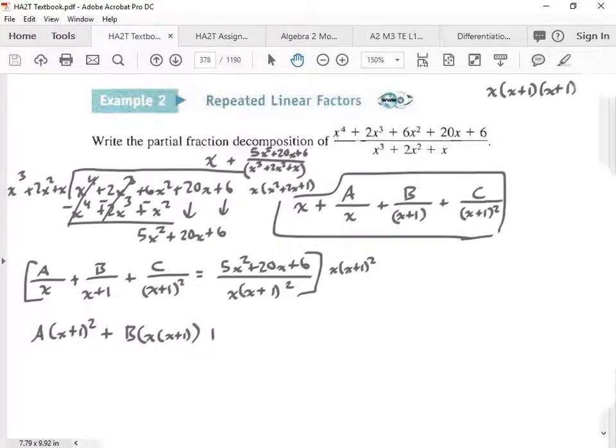All right, next one for our c. The c is going to be multiplying times the x. And then for the last term that we multiplied, the denominator just gets canceled out. 5x squared, 20x plus 6.